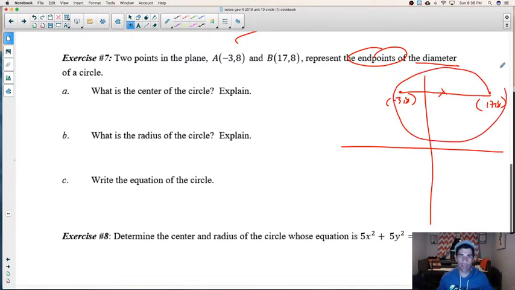That's more or less what they're trying to tell you or show you in this particular case. So the first question is, what is the center? What is the center of the circle?